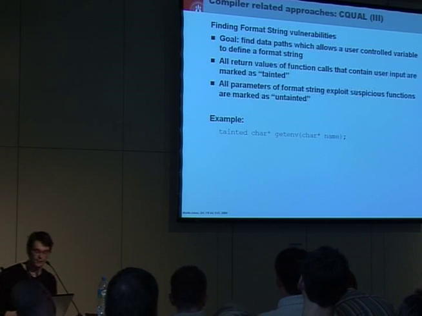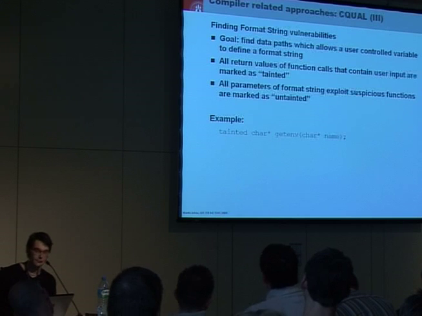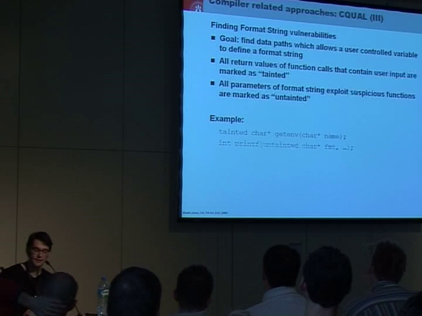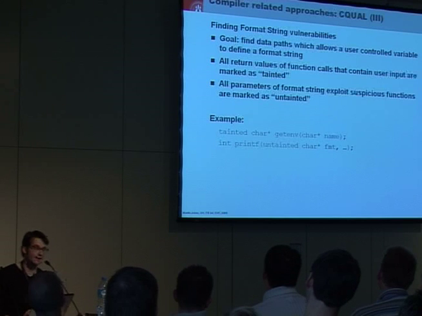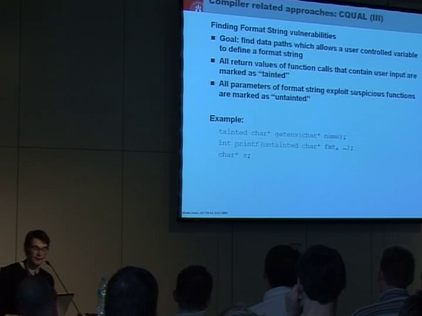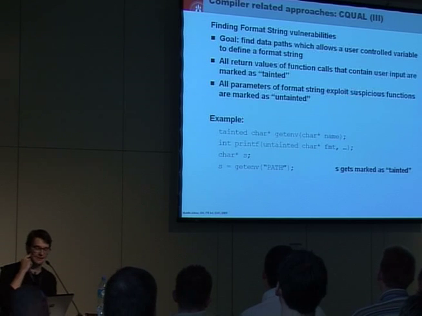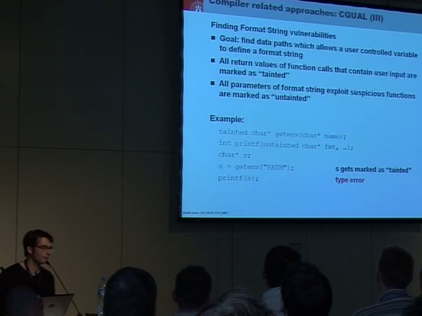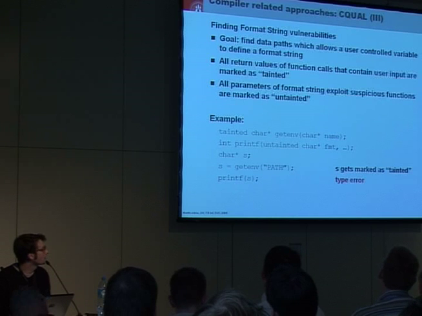So we have our, in this case, getEnv. getEnv reads from the environment that can be controlled by the user, and reads a character buffer from this. So we declare this as tainted. And we have printf, and the first parameter of printf is the format string, so we want only untainted data here. We have a character array s. We don't know what s is, but if s gets assigned a value that is derived from getEnv, then s gets marked tainted. If you try to print s, or do printf with s as a format string, we have a type error and a problem here.